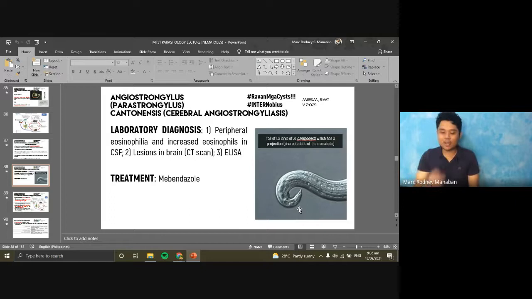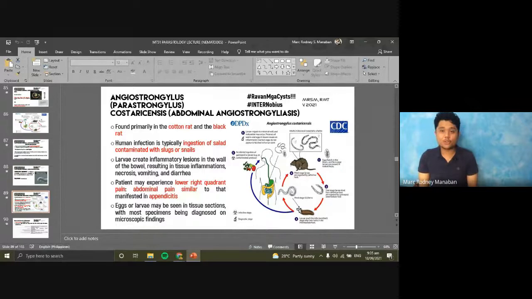And the last nematode for today, the last species of Angiostrongylus, is Angiostrongylus costarricensis. This time, it causes abdominal angiostrongyliasis. Same with Angiostrongylus cantonensis, it's common among rats, the cotton rat and the black rat. And this time, we get it still from ingestion of vegetables, especially salad, that is contaminated with slugs or snails. Filariform larva pa rin, but the difference is that once ingested, it causes intestinal mucosal infection, abdominal angiostrongyliasis. So the larvae will create inflammatory lesions in the wall of the intestine, causing inflammation, necrosis, vomiting, and diarrhea.